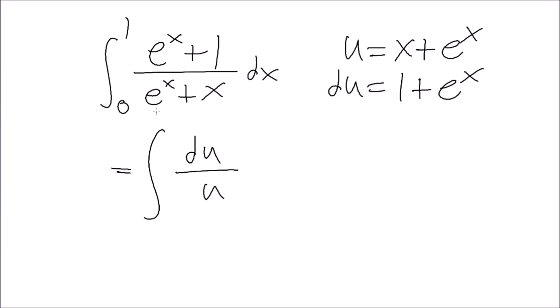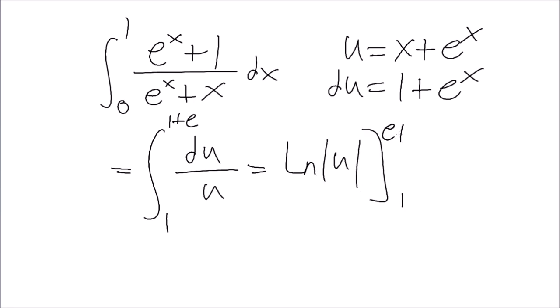Okay, and then you plug in the bounds. Plug in 0, you get 1. Plug in 1, we get 1 plus e. So we get ln of u from 1 to e plus 1. Don't forget that ln of 1 is equal to 0, so this is just ln of e plus 1.